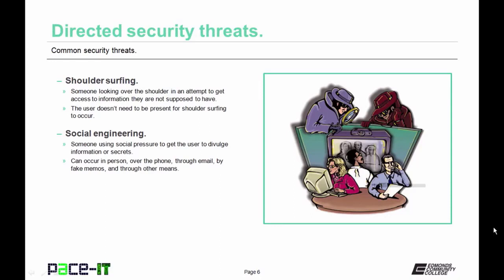And the first one that we'll mention is shoulder surfing. That is where someone is looking over your shoulder in an attempt to gain access to information that they're not supposed to have. That's where they watch you type in your password or your PIN. And as a side note, the user doesn't need to be present for shoulder surfing to occur. You can just leave your PC running without a screensaver.